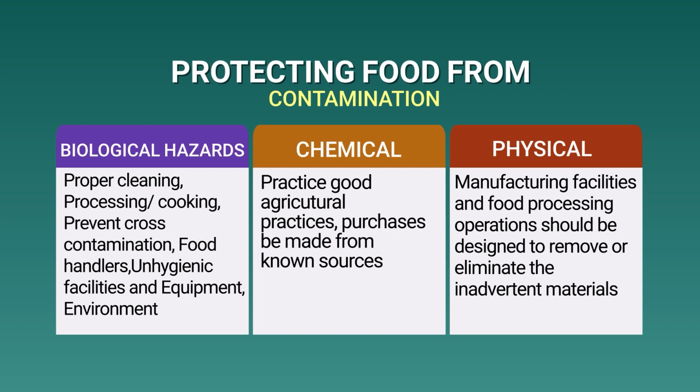And if there are chances of physical contamination, manufacturing facilities and food processing operations should be designed to remove or eliminate inadvertent material, like proper filtration or a metal detector. These things should be put in place.